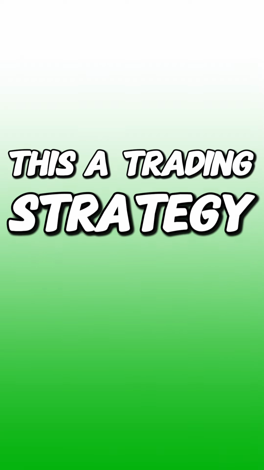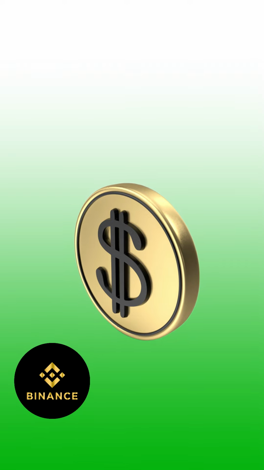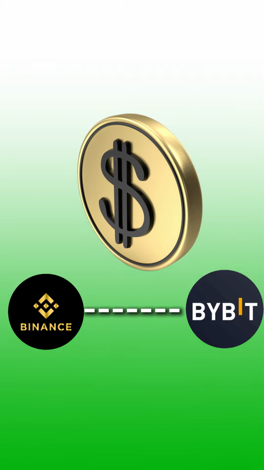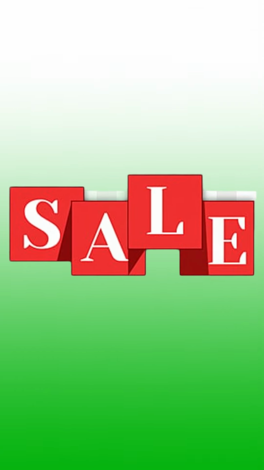Crypto arbitrage is simple. This is a trading strategy where you buy a coin at a lower price on a particular exchange, and then you go to another exchange where they are selling that coin at a slightly higher price, and you sell there and make a profit from it.